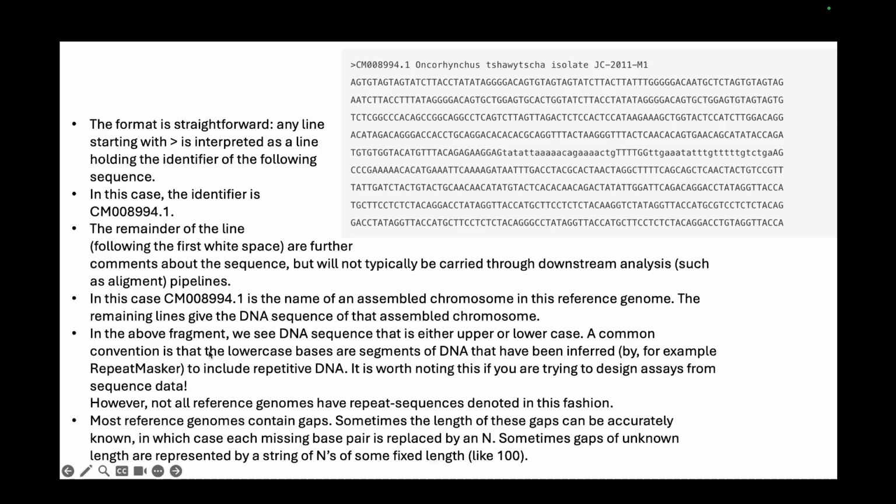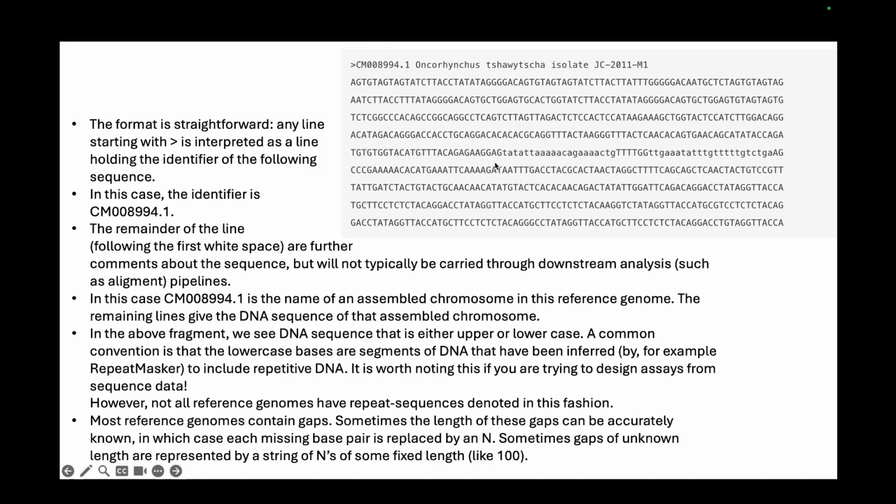Okay, so in this fragment, you see DNA sequence that is either in lowercase or in uppercase. A common convention is that the lowercase of the DNA have been inferred to include repetitive DNA. So what they do is, if a part of the genome has been converted from a capital letter to a small letter, what it means is that those parts of the genome are showing repetition. So if you see this part, you have around 5 A's like this. So this part of the genome has been repeated.